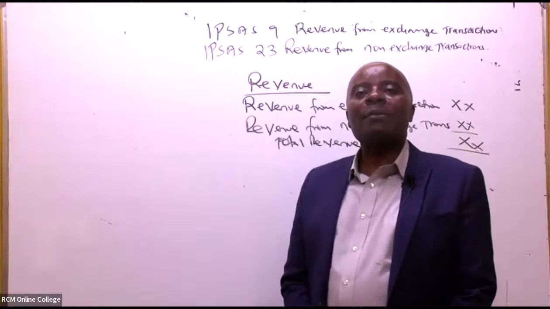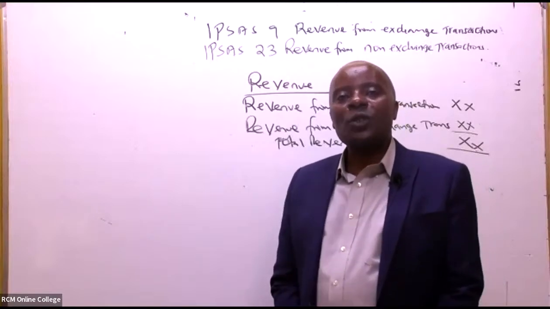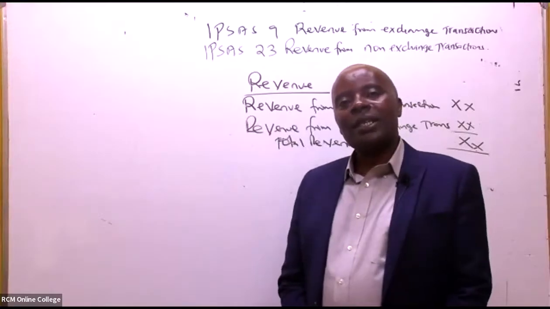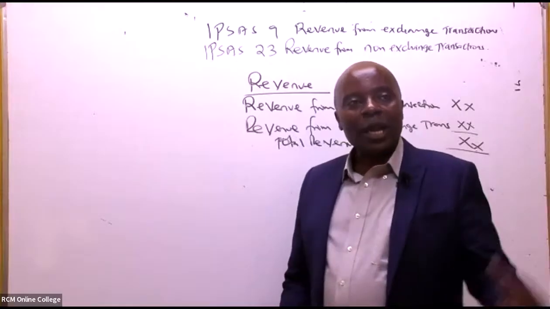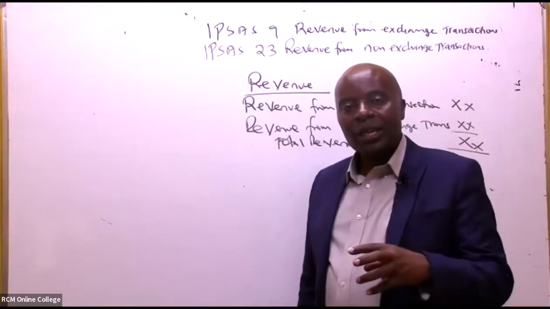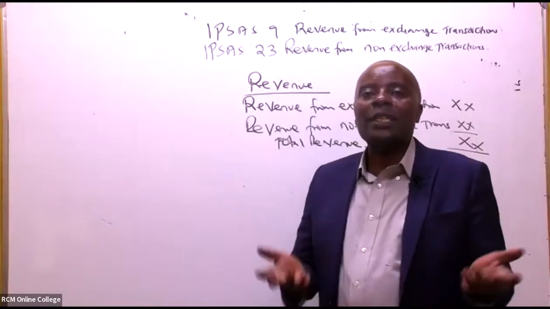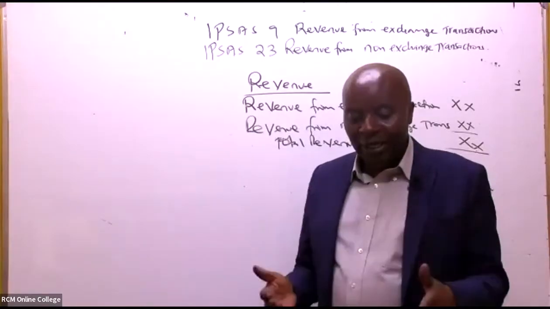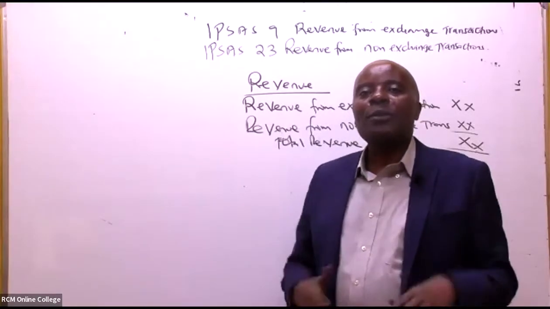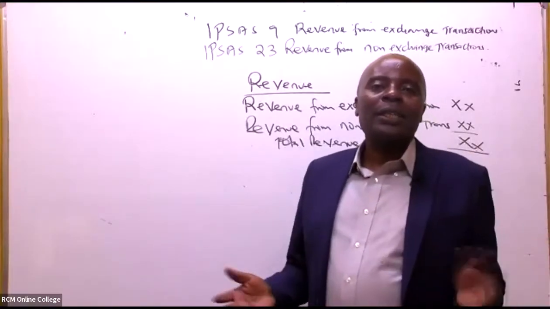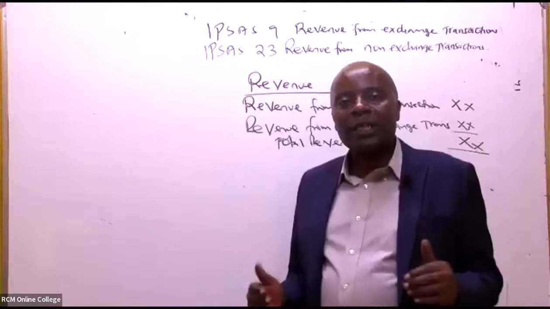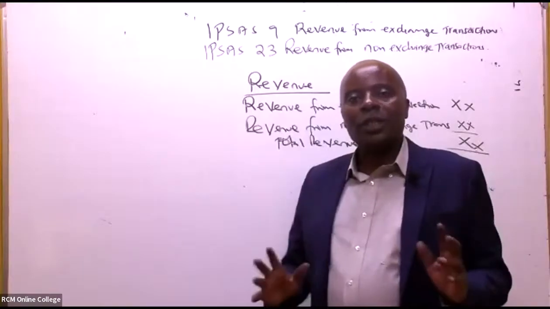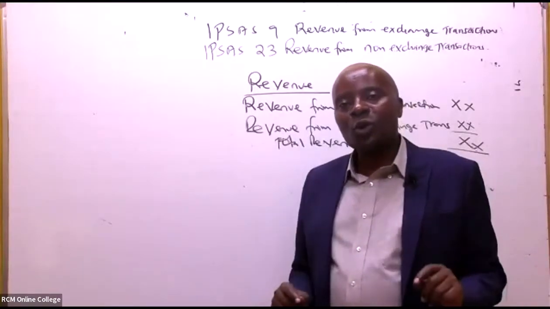And then I've got IPSAS number 23, which is revenue from non-exchange transactions. When I'm being given, ladies and gentlemen, a donation or a grant, the government simply grants you money without you giving anything in return, like academic research grants. You're simply given money to do something that will help you, which may not even help the government directly. That's a grant. Then I should be able to account for that under what we call revenue from non-exchange transactions.